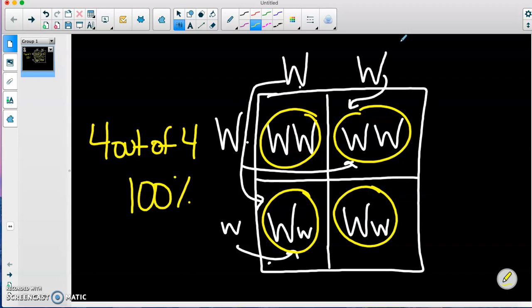So this is showing you how we are completing these Punnett squares and how I'm getting the probability. This should help you when you're working on your homework tonight. Refer back to this video and you can see exactly how to do the Punnett square.